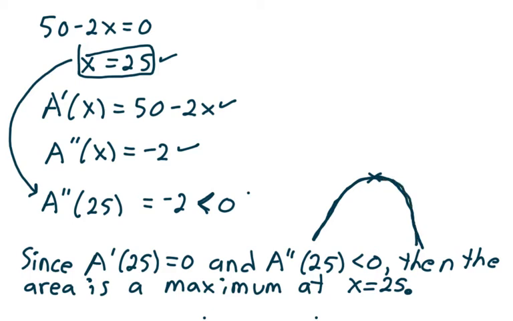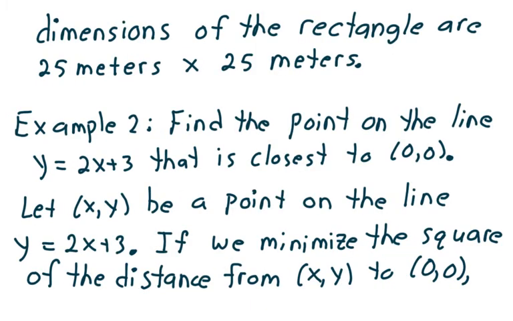And so that tells me there's a max. And since A prime of 25 is 0 and A double prime of 25 is less than 0, then the area is a maximum at x equal 25. And so the dimensions of the rectangle are 25 meters by 25 meters. And so that's example 1.